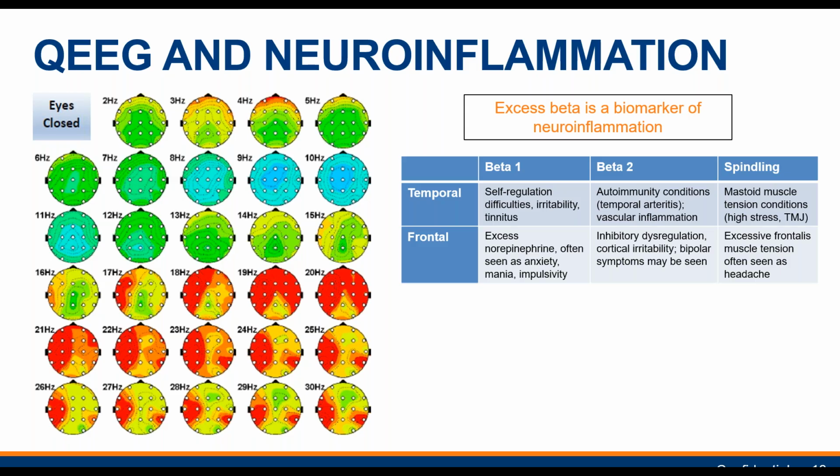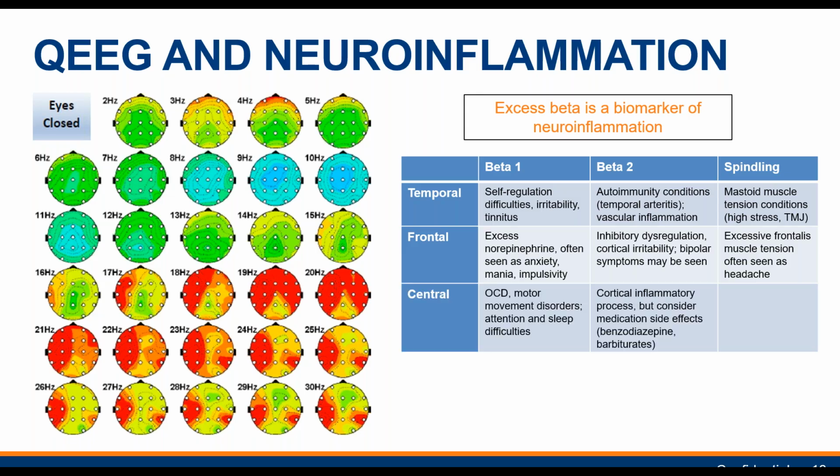Now, when you see spindling in the frontal region, that's going to be due to excessive frontal muscle tension. And so that's usually seen as headache. So really important to always ask your patients when you see an excess in the frontal part of the head and that spindling, you want to make sure that they're not experiencing chronic headaches and it's just gone unannounced to you. And when we talk about the central region, lots of different disorders can come up here.